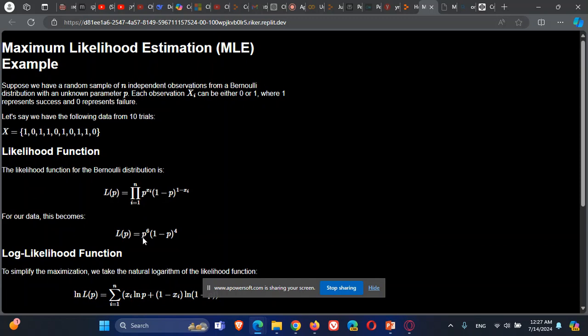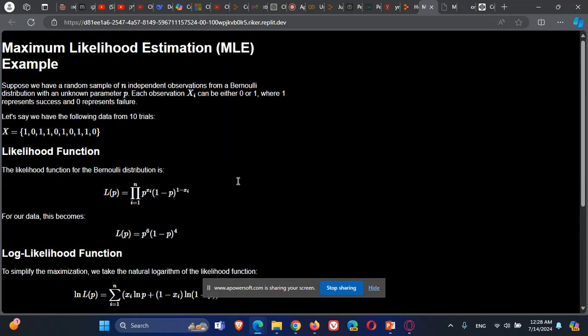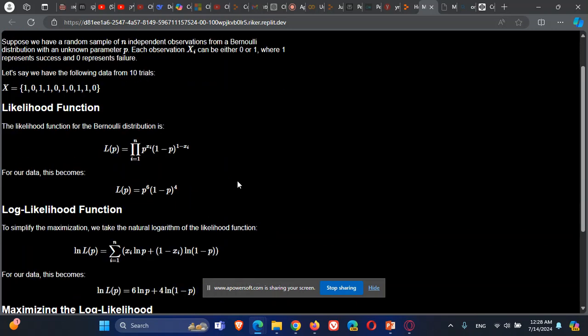So we have p 6 times, because we have 6 times the number 1 in our observed data, and we have 1, 2, 3, 4 times the 0, the opposite option. So we have p to the 6 and 1 minus p to the 4th, because we have 6 times the 1 value. Okay, so now we want to look for what is the most probable value for p based on the observed data and the Bernoulli distribution.